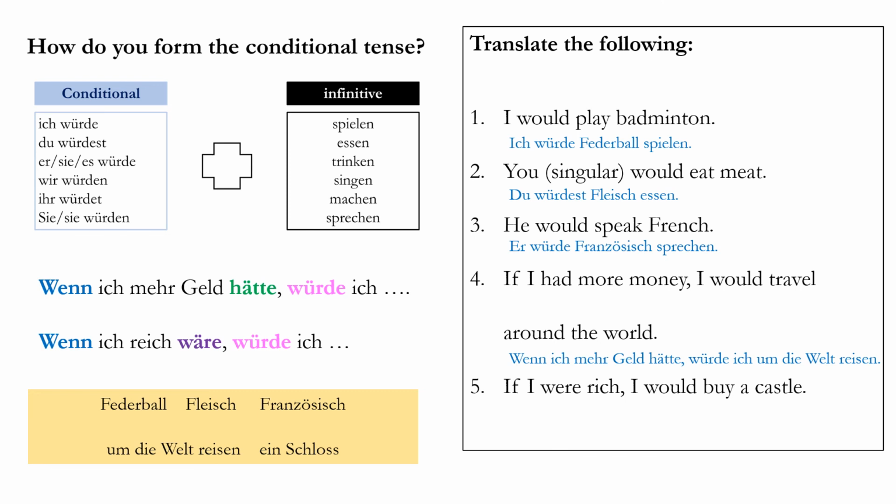Wenn ich mehr Geld hätte, würde ich die Welt reisen. Number 5, if I were rich, I would buy a castle. Wenn ich reich wäre, würde ich ein Schloss kaufen.